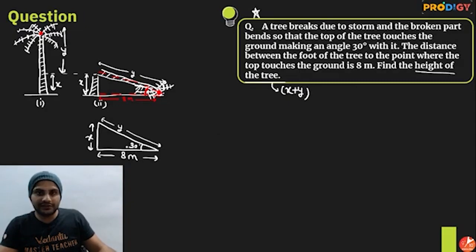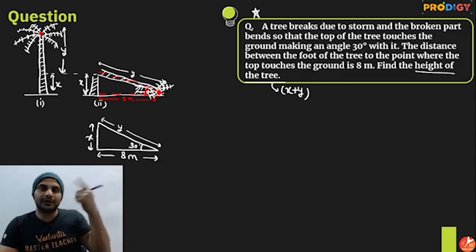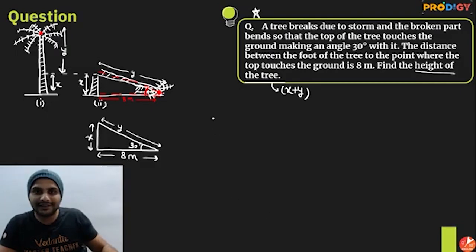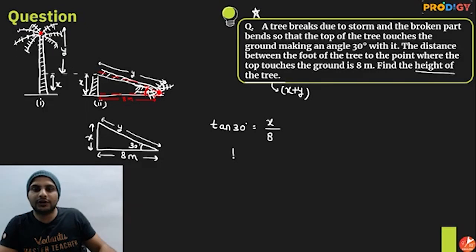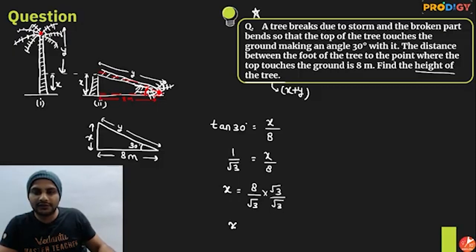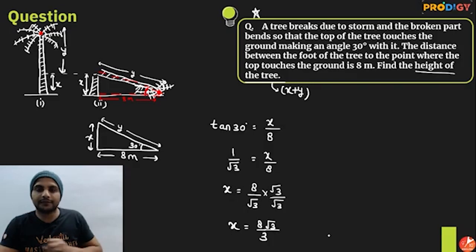We know the base. With this as my theta, the base is 8 meters. We want to find the perpendicular and we know the base, so tan theta. So tan 30 degrees will be equal to perpendicular upon base. Tan 30 is 1 upon root 3, equal to x upon 8. You'll get x is equal to 8 by root 3. If you want, you can rationalize it. Then you'll get x is equal to 8 root 3 by 3. This is x.